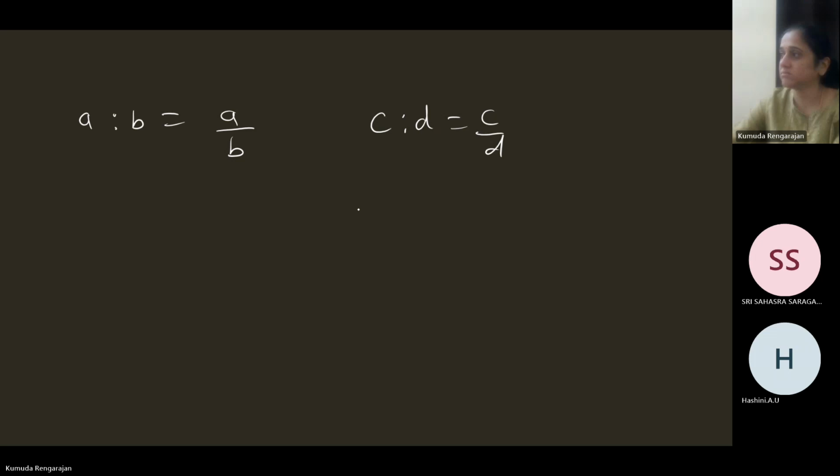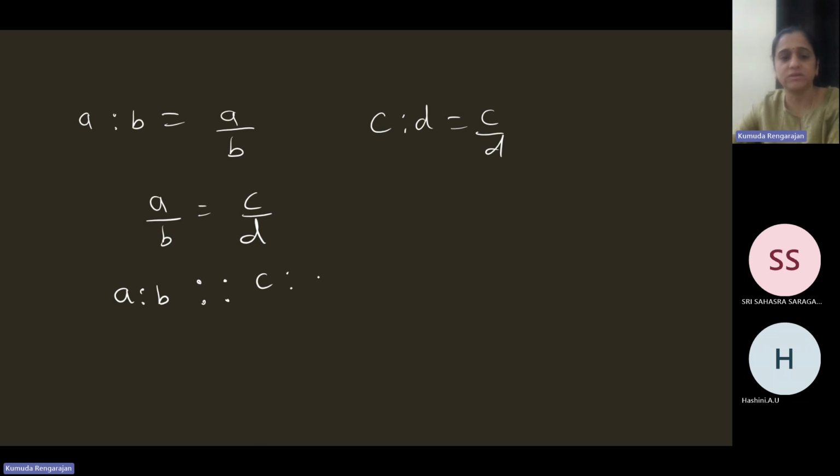Now we have a ratio A by B. A is to B is nothing but A by B. Ratio is nothing but division. C is to D is nothing but C by D. So when we say that A by B is equal to C by D, these two ratios are equal. Okay, so we can also write it like this: A is to B is as to C is to D.